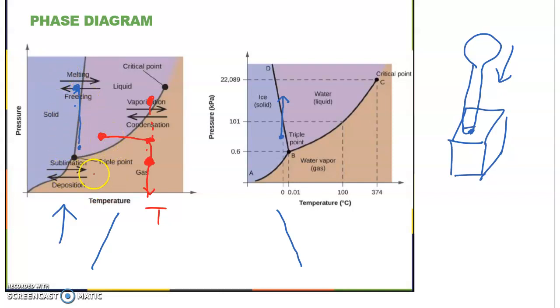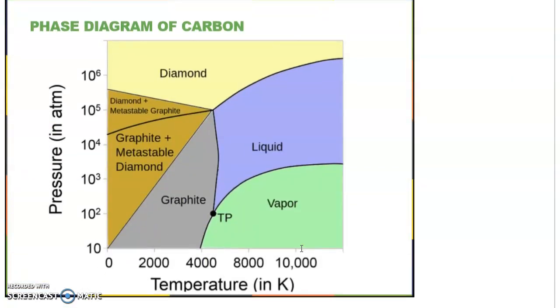So based on this phase diagram, we will know two things. One is what is the phase under these conditions, a certain pressure and a certain temperature. The other information we can get is how we can transform from one phase to the other. How do we change the conditions so we can get from one phase to the other? Okay, let's look at the phase diagram of carbon.